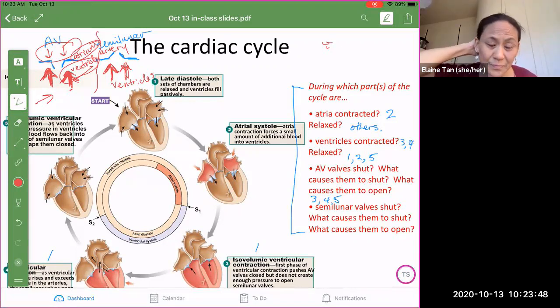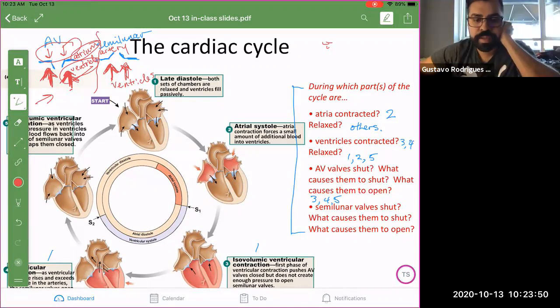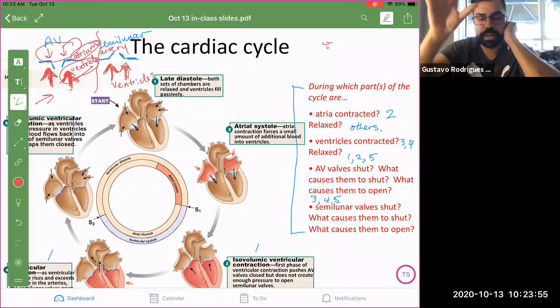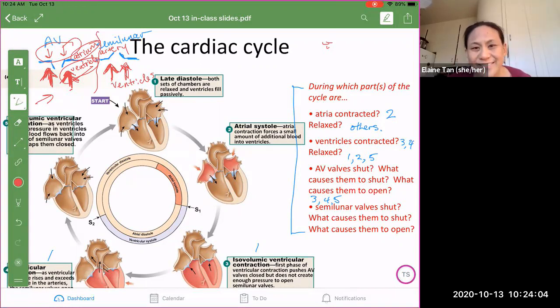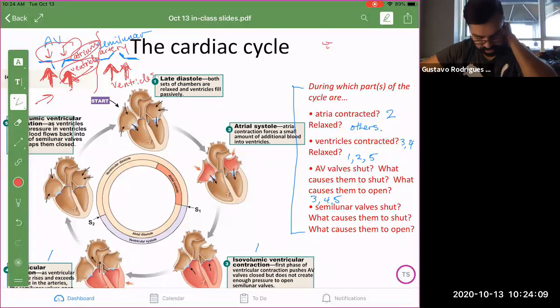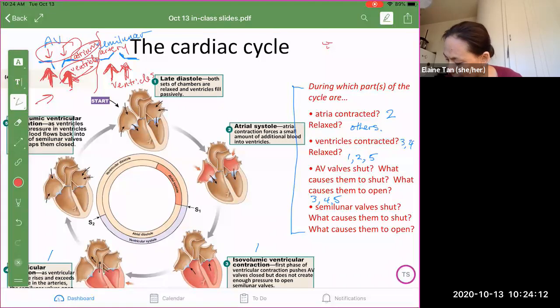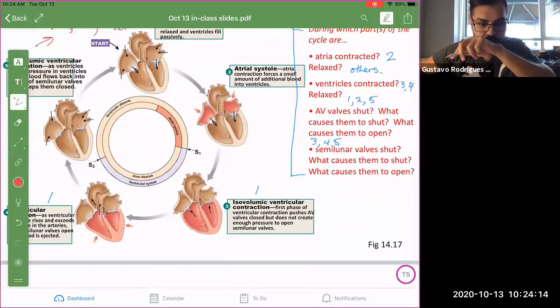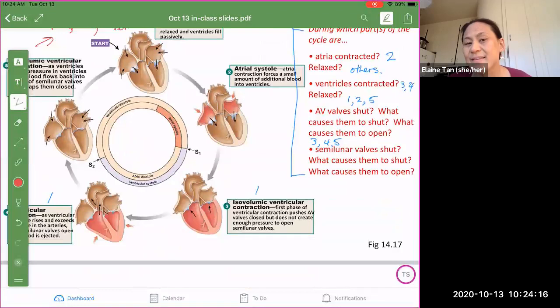Yeah, Professor, can I ask you something else? Yeah. Here on atrial systole, number 2, these black arrows, are they pointing the blood going from the atria, passing through the AV valve? Yes. And on drawing number 4, ventricular ejection, we have blood going through the semilunar. Am I correct? Yes. So the black arrows indicate the flow of blood. Oh, okay. Thank you.